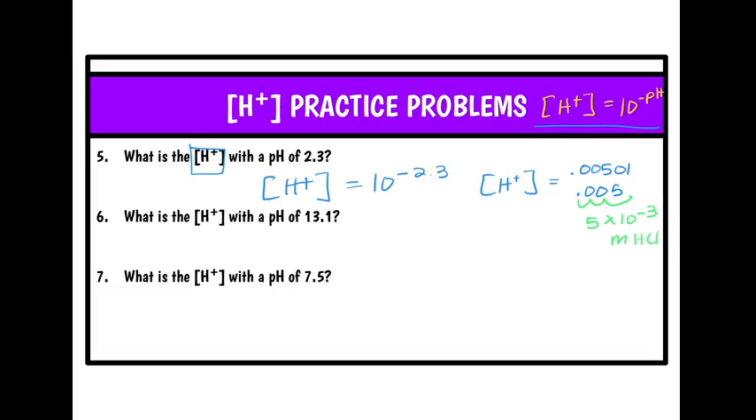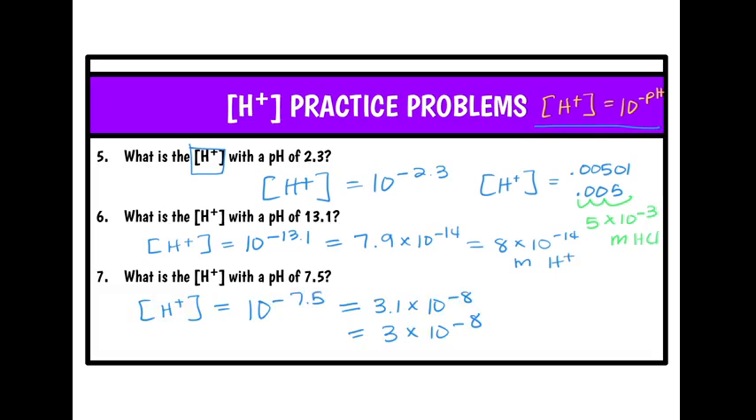Okay, so now go ahead, let's try number 6 and 7 on your own. Pause the video and come back and double check. So for problem number 6, I'm hoping you're coming up with something like 7.9 times 10 to the negative 14th in your calculator. And again, if we were doing this using those crazy sig fig rules, it would just be 8 times 10 to the negative 14th molarity of our hydrogen ions. And number 7 would give you a hydrogen ion concentration of 3 times 10 to the negative 8th.